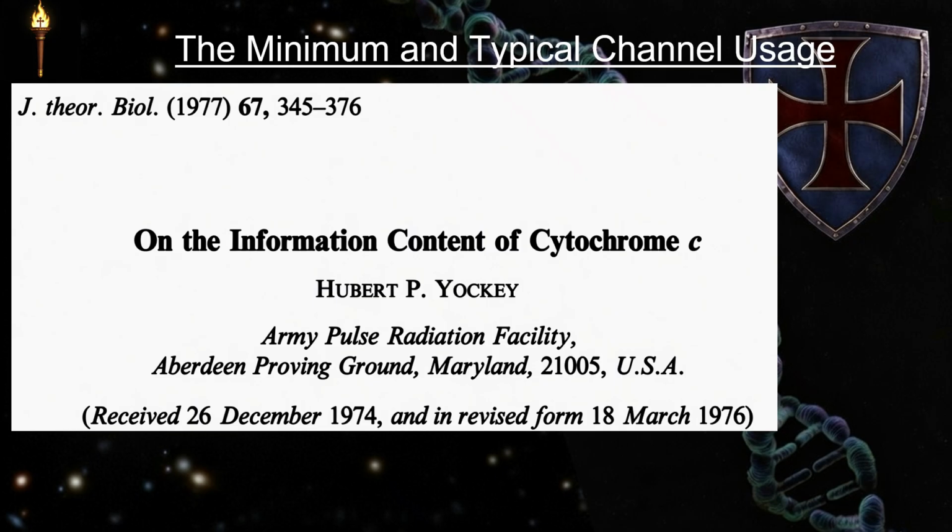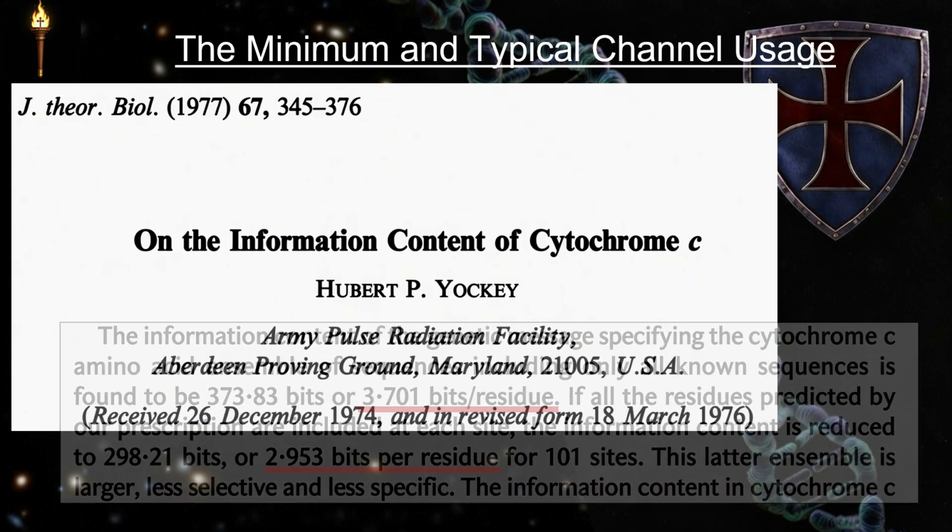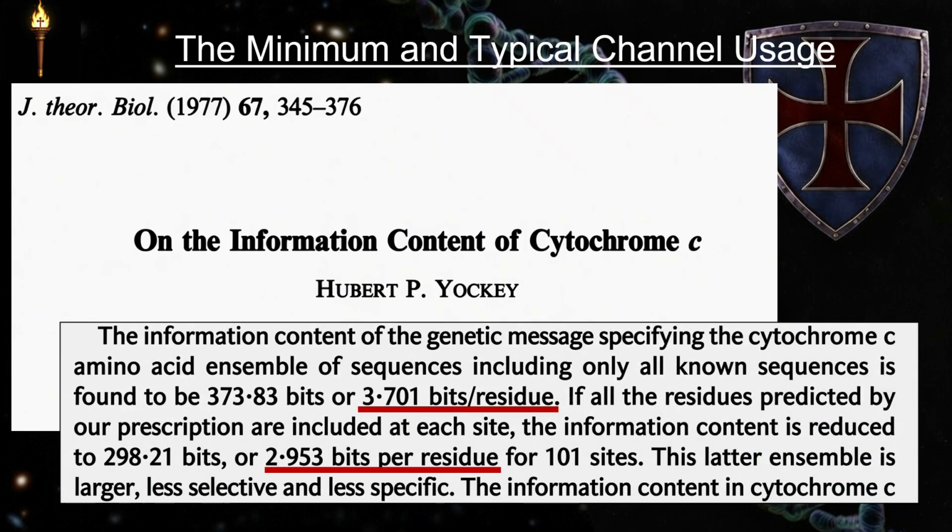We again turn to Dr. Yockey to find out the minimum and typical channel usage. This is from a paper of 1977. He looked at the cytochrome C protein, and what he found is over a huge sampling, he found that it's 3.701 bits per residue that typically is used. Then he did some analysis and calculations, and he reduced that to 2.953 bits per residue.